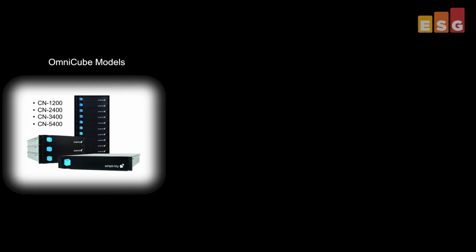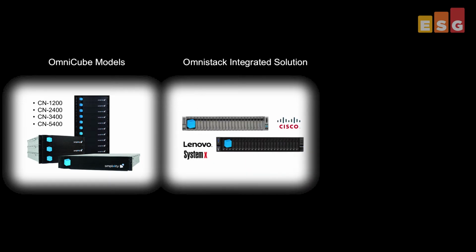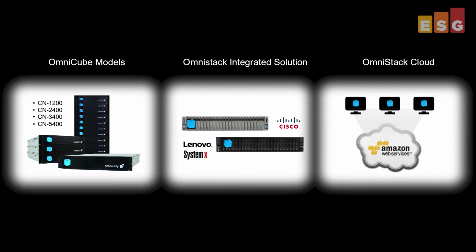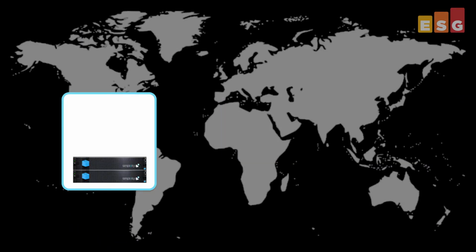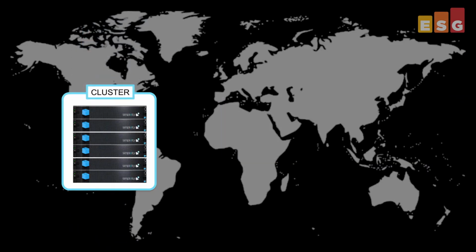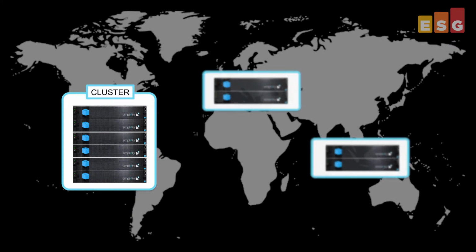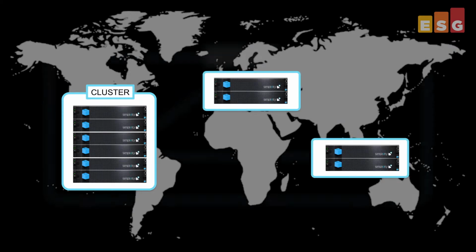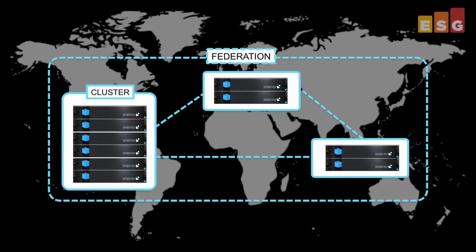OmniStack can be deployed on any of the 4 SimpliVity OmniCube models or integrated solutions from Cisco or Lenovo, or even in the AWS cloud for off-site backup and long-term, cost-effective archive storage. SimpliVity hyper-converged infrastructure can be scaled by adding nodes to a cluster in a data center and by adding clusters to the global federation. All of the efficiency, management, and data protection benefits of the data virtualization platform running in a single cluster are extended across the entire global federation.